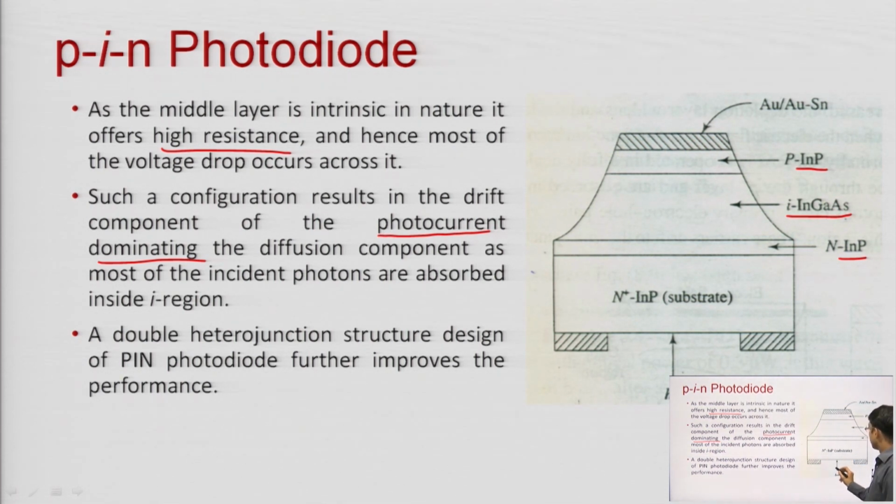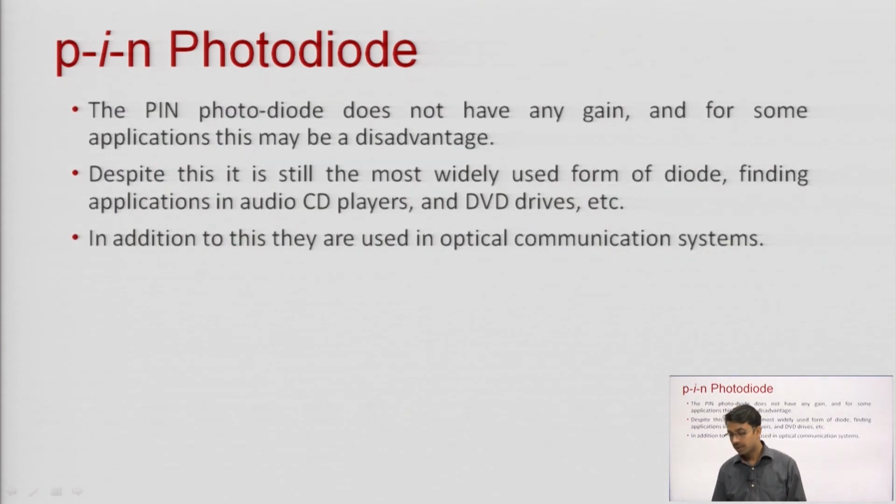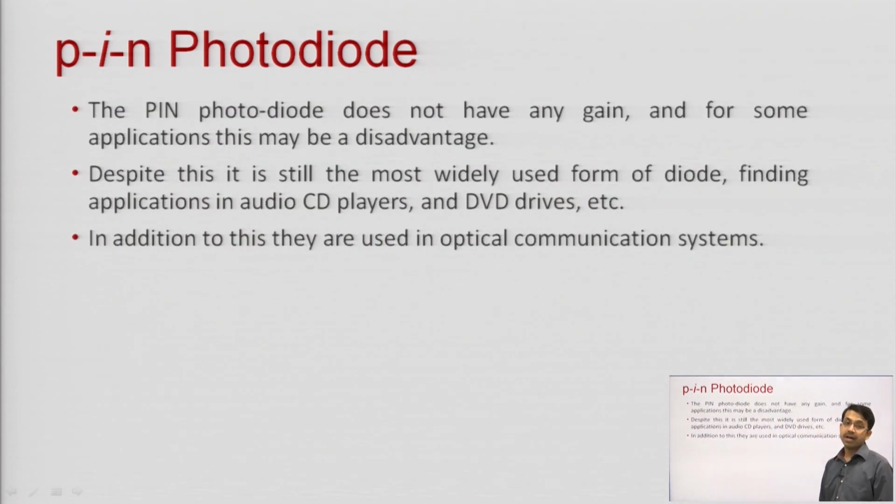From over here the photons are incident and they are absorbed in this region. Mainly the photons that are absorbed in this region contribute to the output current, or we can say photocurrent. But in a PIN diode there is no gain. So, for some applications this can be a disadvantage. The photodiodes that we are going to discuss after this also have some amount of gain. So, the photocurrent that we get will be multiplied by that gain factor.